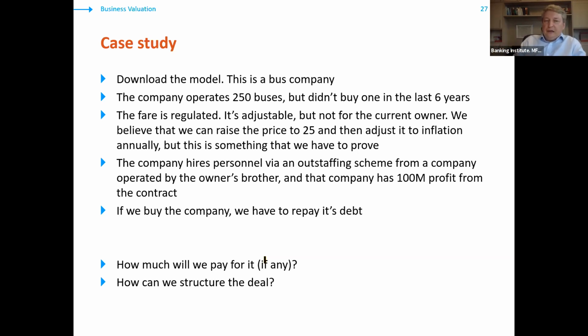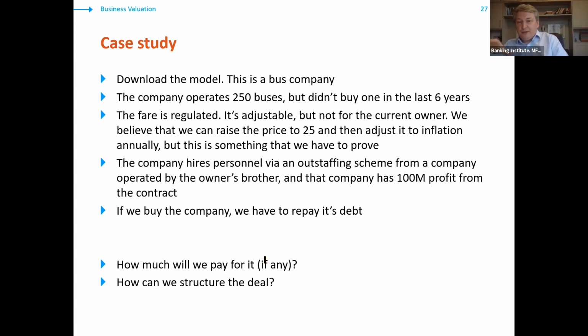The third, this company didn't distribute profits. Instead, the company hires personnel, not directly, but via an outstaffing company. And this outstaffing company has about 500 million rubles in revenue, and 100 million rubles is the profit of this outstaffing company. And this is actually a way to distribute money from this business to the shareholder. So we should take this into account.